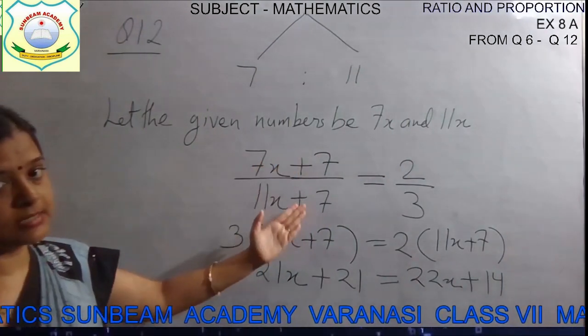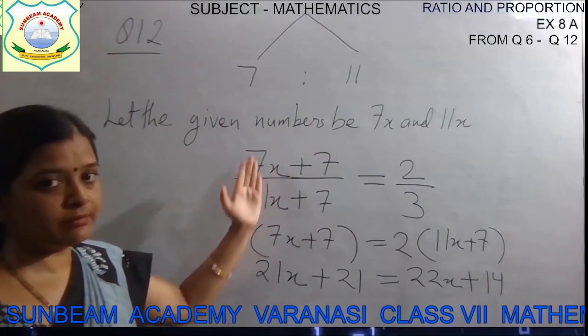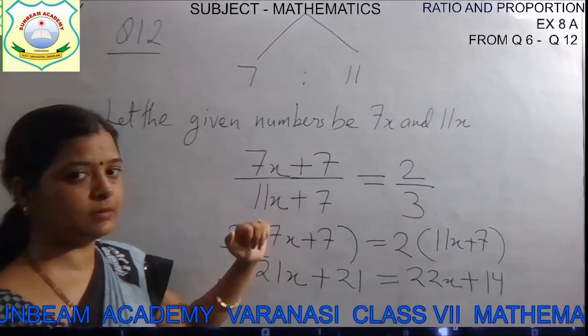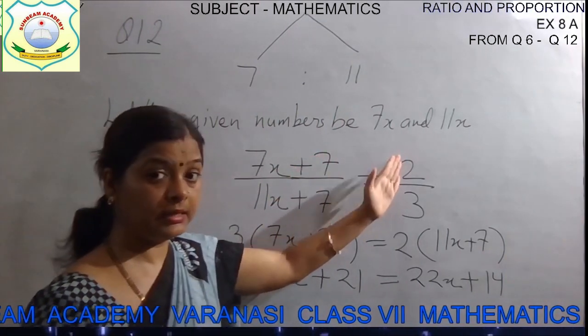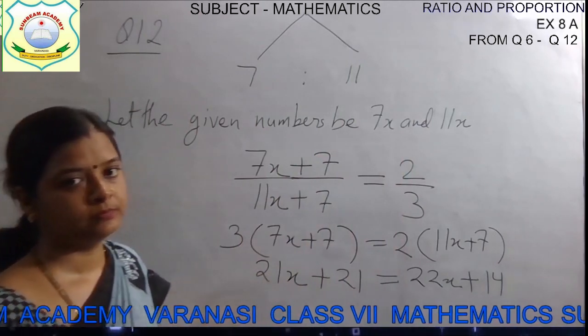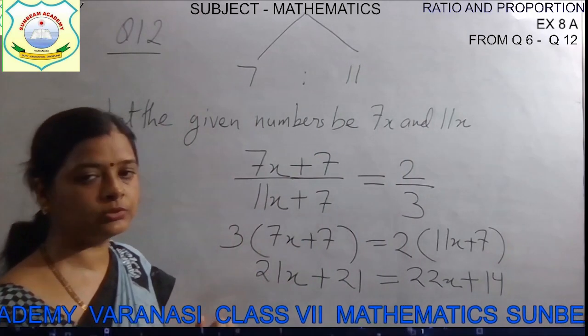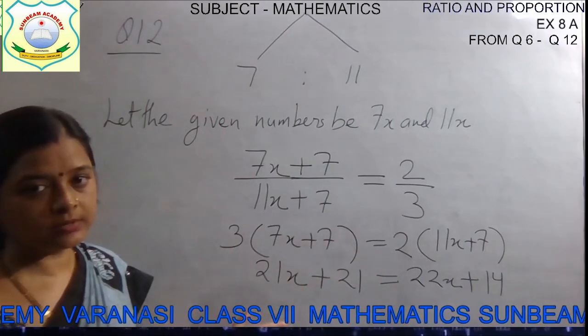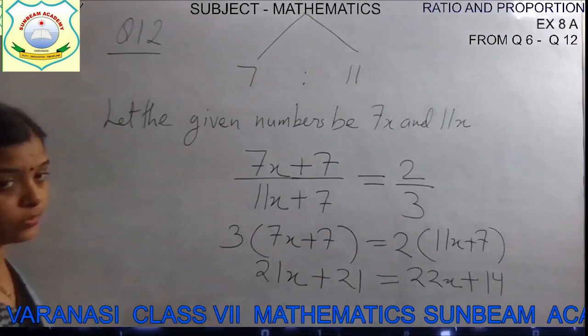Now if 7 is added, okay, let's add 7 in both the numbers, 7x plus 7 and 11x plus 7. Whatever answer will come, you will get it in the ratio 2:3. Okay, its simplest answer is in the ratio 2:3. Now solve this, children. After this, what we will do? Let me erase the board.